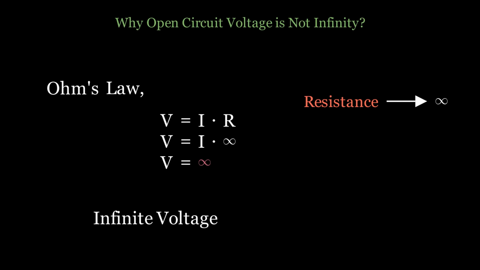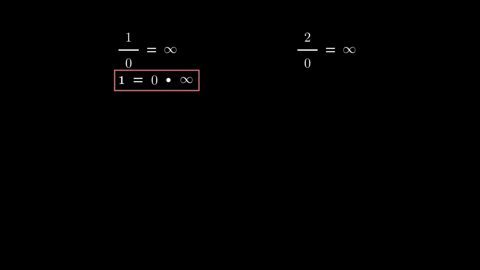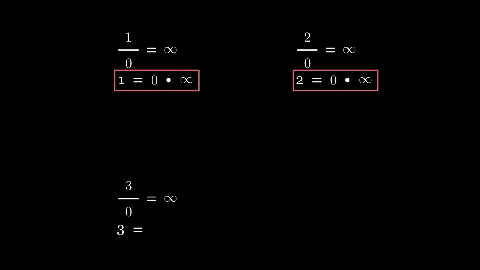But infinite voltage results in infinite energy, which is impossible. Let's hold this discussion for a moment and look into something else. We all know that 1 divided by 0 gives us infinity. If we change the signs, the product of 0 and infinity gives us 1. So the same thing can be shown for 2 and 3 and so on. Actually, the product of 0 and infinity can give us any finite number.